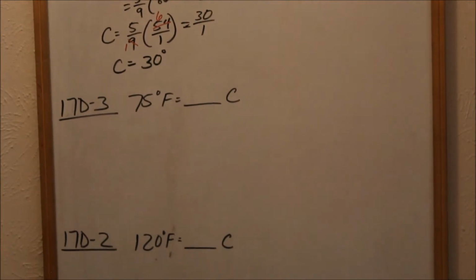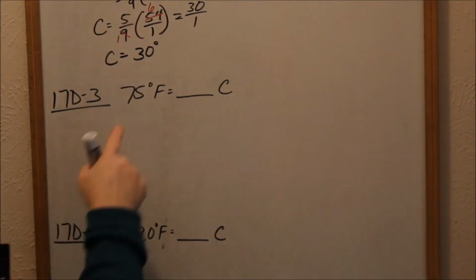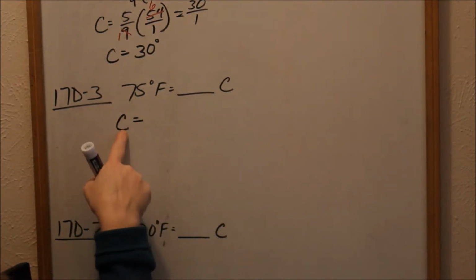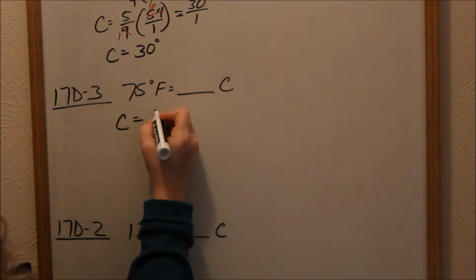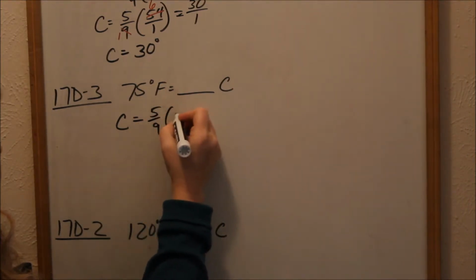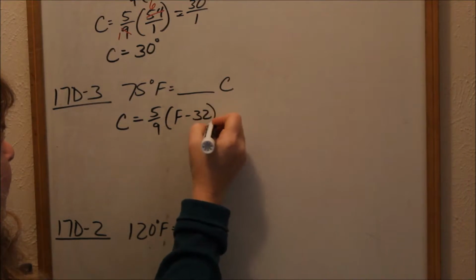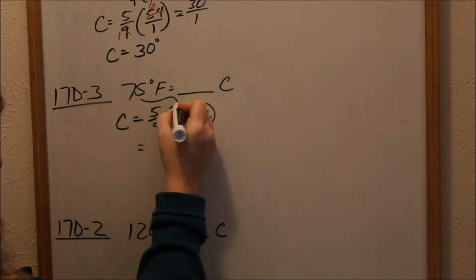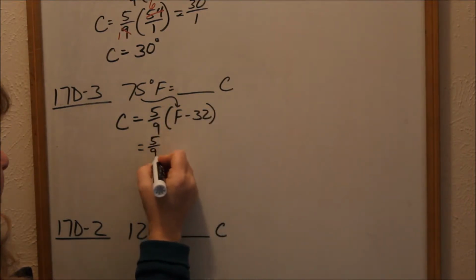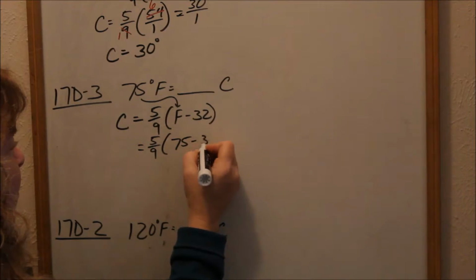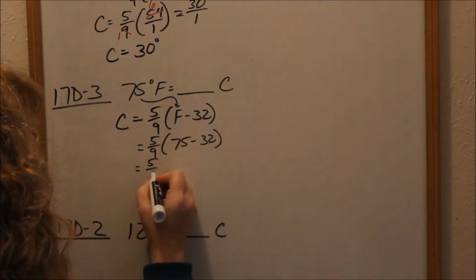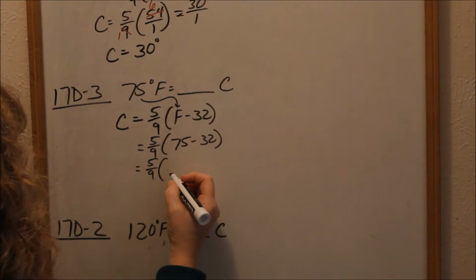Alright, look at 17D number 3. We're going to turn 75 degrees Fahrenheit into Celsius. Since we want to know the Celsius, we start with the formula where C equals, C is over here by itself, 5/9 times Fahrenheit minus 32. Okay, so you take your Fahrenheit temperature and put it in right there. So 5/9 times 75 minus 32. That would be 5/9 times 43.